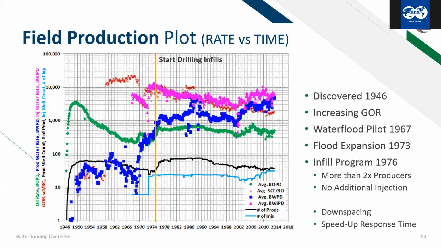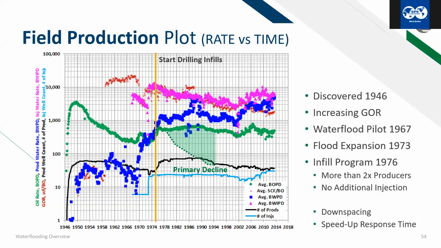So shortly after they expanded the flood, they did an infill program. They did not drill any new injectors, but they did kind of double the number of producers. So more than likely what they were doing is down spacing, which would result, if your wells are closer together, in your injectors not having as far to go to support the producers. So you would expect to see water breakthrough faster, and you expect to see oil breakthrough faster as well. And you get that oil and water jump in response to that.